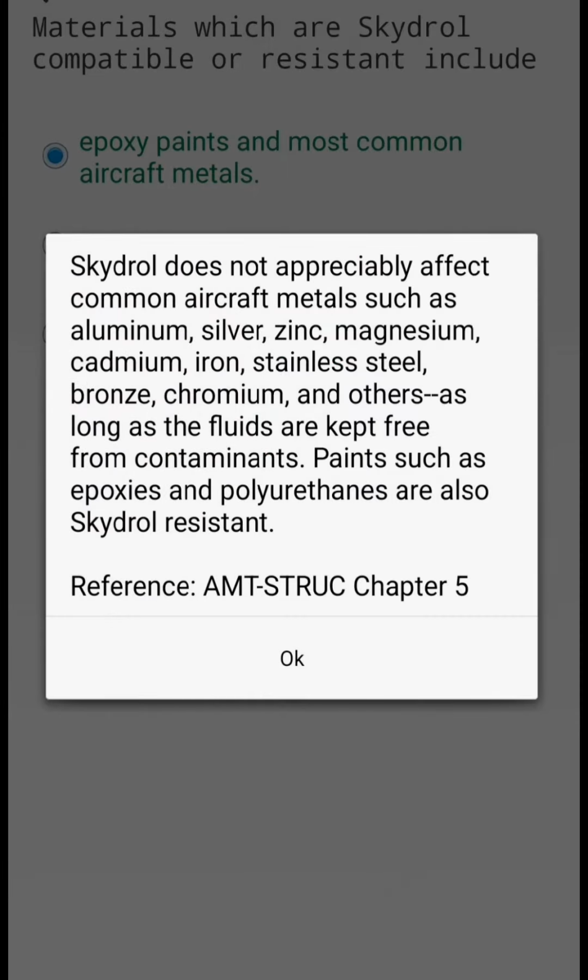Materials which are Skydrol compatible or resistant include epoxy paints and most common aircraft metals. Skydrol does not appreciably affect common aircraft metals such as aluminum, silver, zinc, magnesium, cadmium, iron, stainless steel, bronze, chromium, and others, as long as the fluids are kept free from contaminants. Paints, such as epoxies and polyurethanes, are also Skydrol resistant.